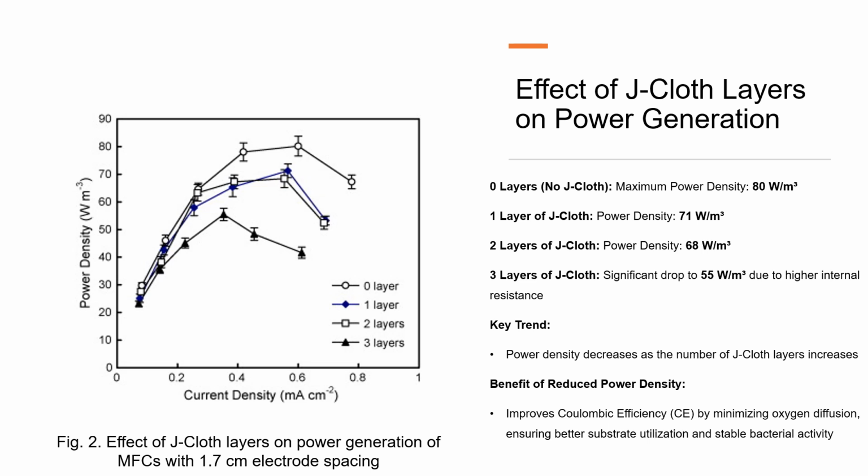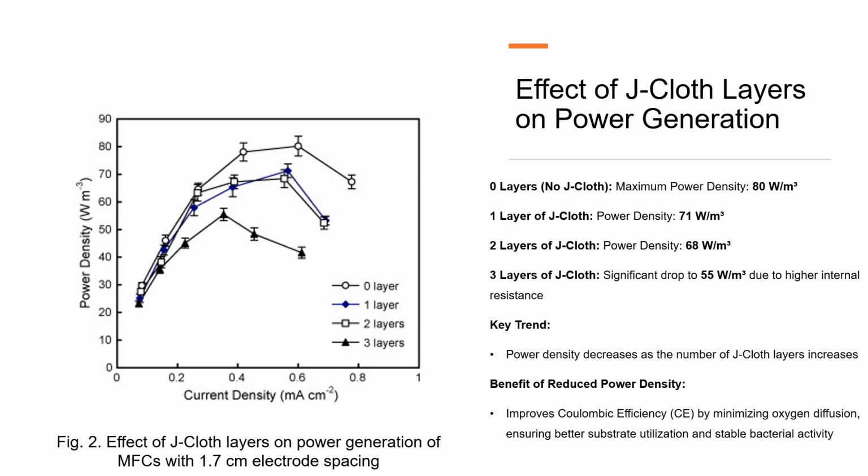1 layer of J-cloth: when 1 layer of J-cloth was added, the power density slightly reduced to 71 watts per cubic meter. The J-cloth started controlling oxygen diffusion effectively, but internal resistance increased slightly. 2 layers of J-cloth: with 2 layers, the power density decreased further to 68 watts per cubic meter. At this point, the trade-off between oxygen diffusion reduction and increased resistance was noticeable.